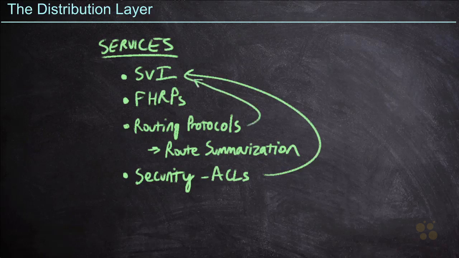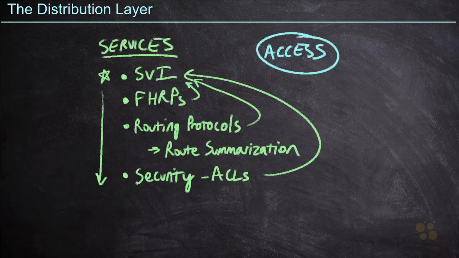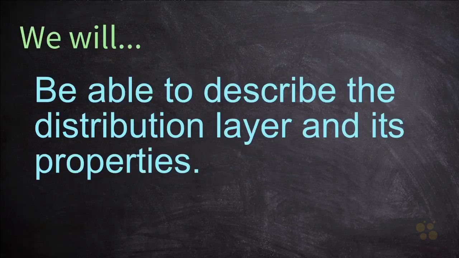In fact, there's a lot here that ties to those SVIs. The routing adjacencies will probably be via those SVIs, and the FHRPs will be deployed onto those SVIs. So really, the fact that we have the VLAN interfaces at the distribution layer, that defines for us all of the other services that we're going to end up deploying. And of course, let's not forget the original purpose of the distribution layer, which is to take those access switches and aggregate them up under a single pair of switches. And with that, you are now able to describe the distribution layer and its properties.